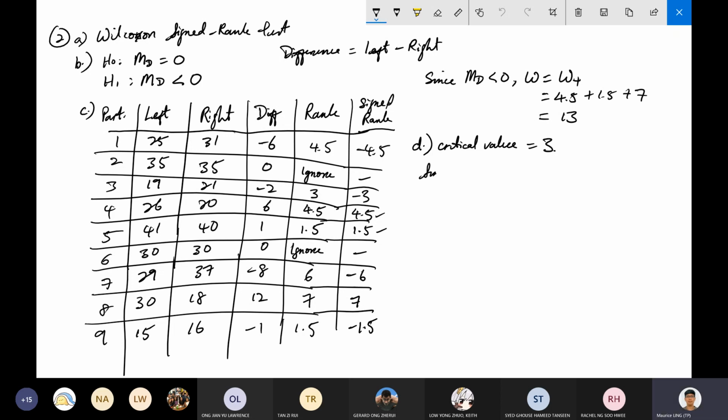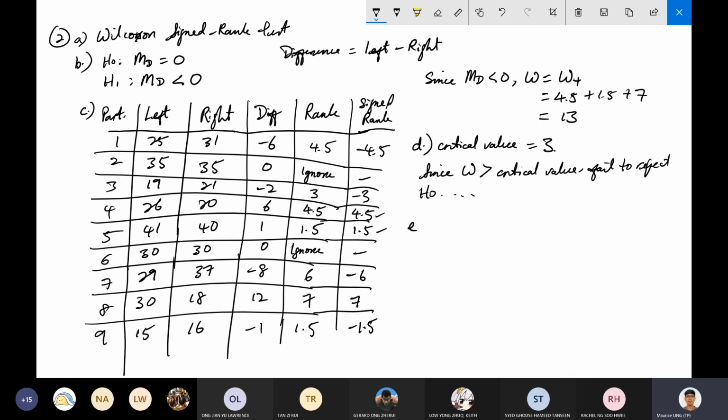Okay, so you say that since your W is more than the critical value, you fail to reject. Check your null hypothesis and then so on. You then write all the explanation.